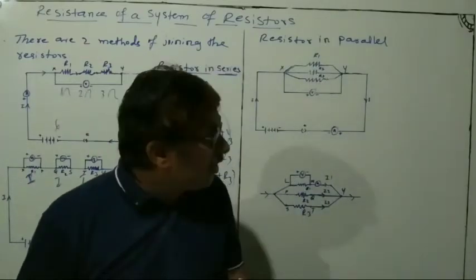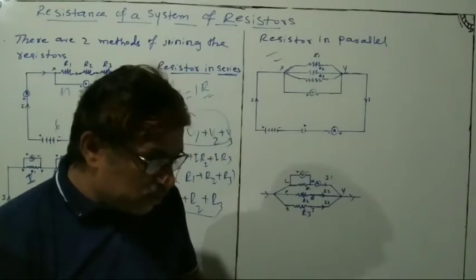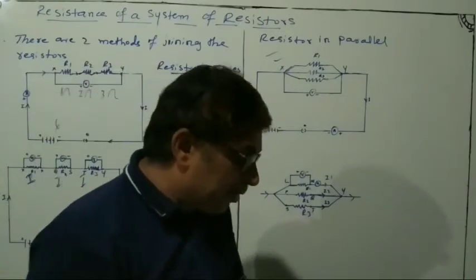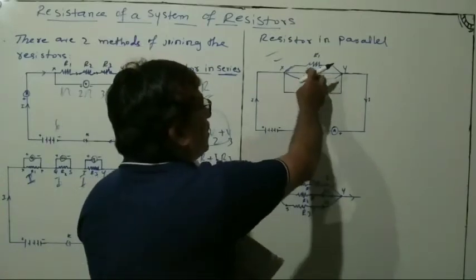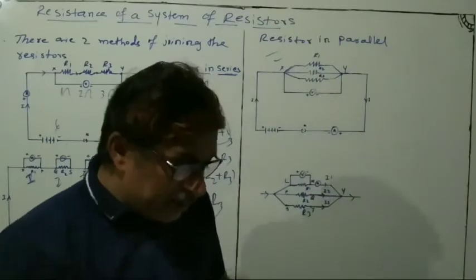Now we will see the second one, resistors in parallel. Let us consider the arrangement of three resistors joined in parallel as a combination of resistors. Here are three resistors, 1, 2, 3, in a parallel connection.